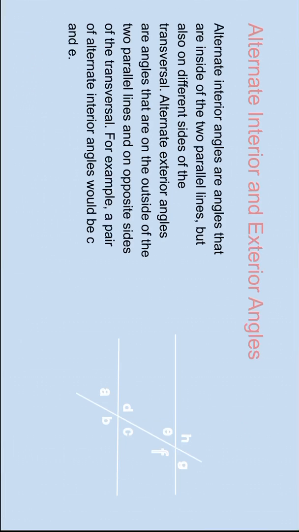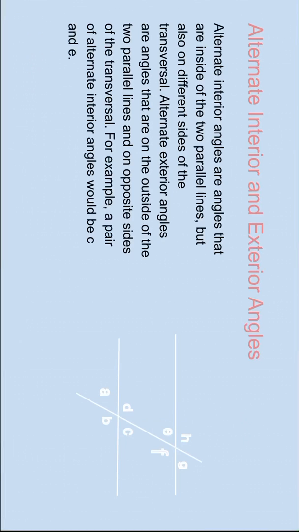Alternate interior and exterior angles. Alternate interior angles are angles that are inside of the two parallel lines but also on different sides of the transversal. Alternate exterior angles are angles that are on the outside of the two parallel lines and on opposite sides of the transversal. For example, a pair of alternate interior angles would be C and E.